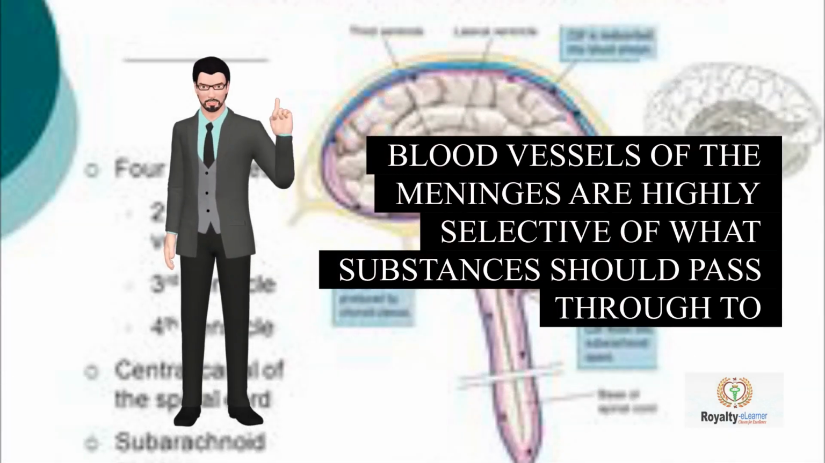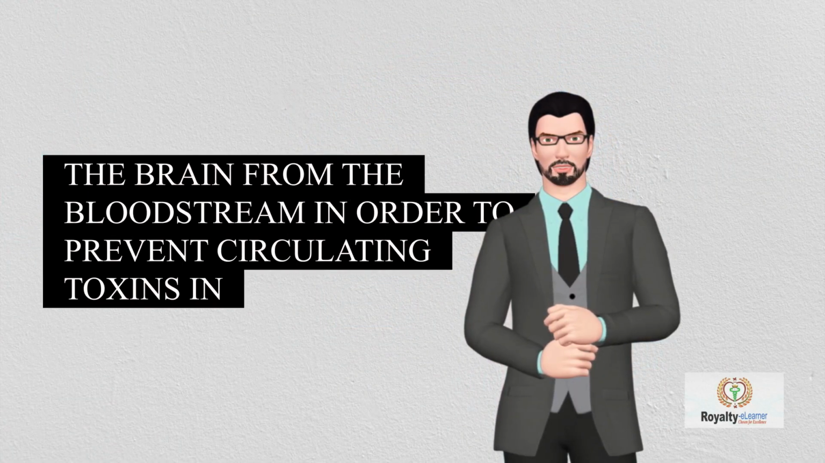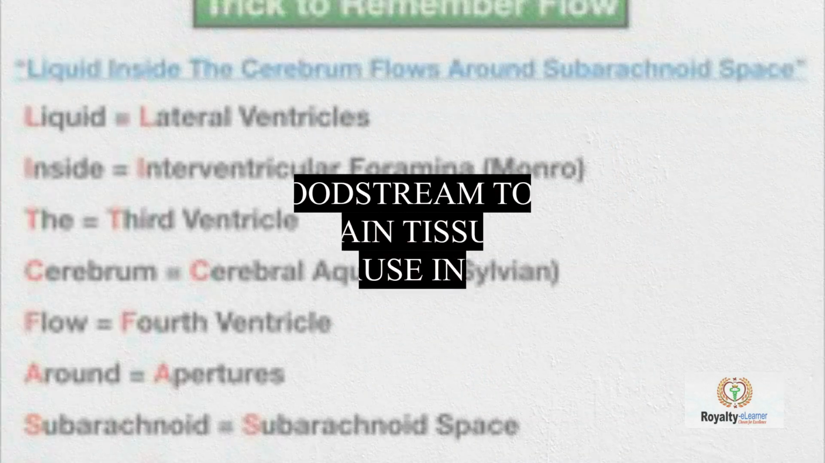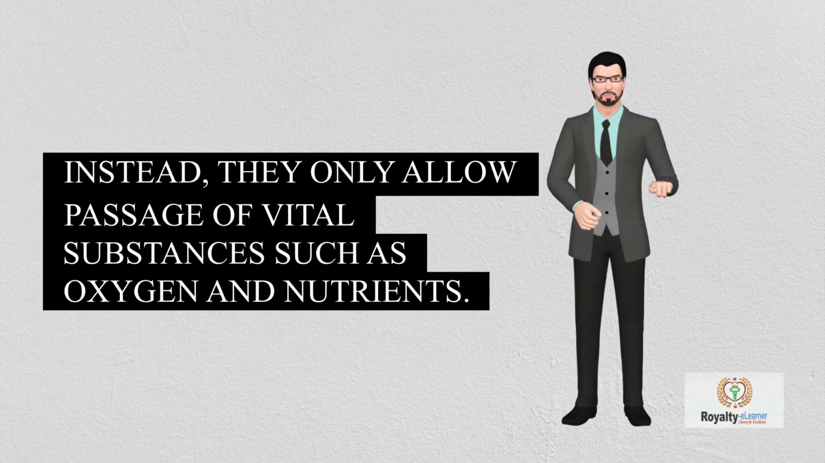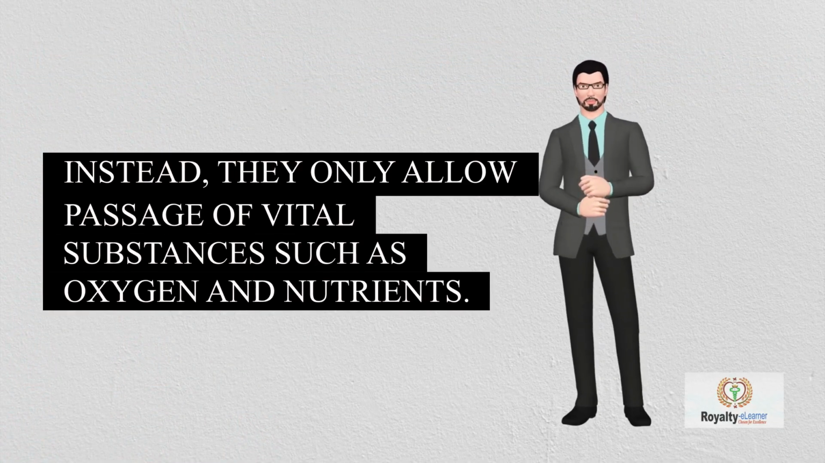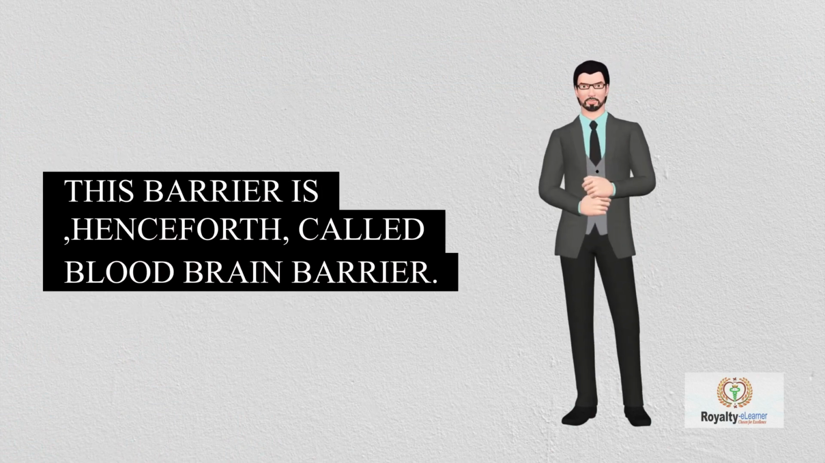Blood vessels of the meninges are highly selective of what substances should pass through to the brain from the bloodstream, in order to prevent circulating toxins in the bloodstream from reaching the brain tissue and causing infections. Instead, they only allow passage of vital substances such as oxygen and nutrients. This barrier is, henceforth, called the blood-brain barrier.